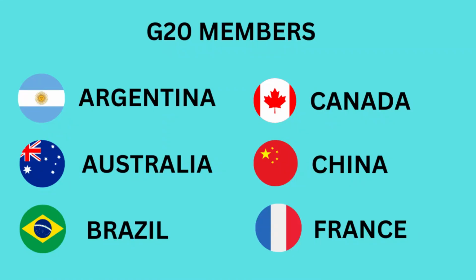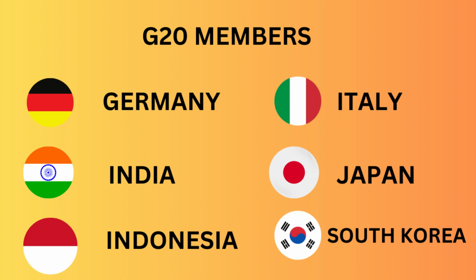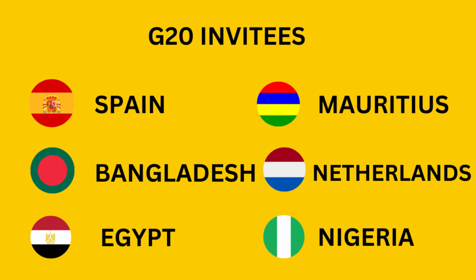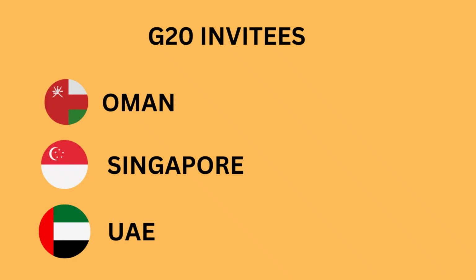G20 comprises 19 countries and the European Union. Argentina, Australia, Brazil, Canada, China, France, Germany, India, Indonesia, Italy, Japan, Republic of South Korea, Mexico, Russia, Saudi Arabia, South Africa, Turkey, United Kingdom, and United States and EU are members of the power bloc. The invitees are Spain, Bangladesh, Egypt, Mauritius, Netherlands, Nigeria, Oman, Singapore, and the United Arab Emirates.